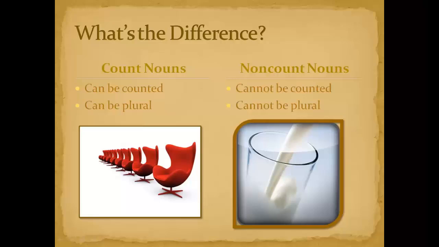Count nouns are things that can be counted and can therefore be plural, such as chairs. A count noun is separate and individual from other objects. Non-count nouns cannot be counted and therefore cannot be plural, such as milk. A non-count noun is considered to be a whole entity that cannot be divided into individual parts.